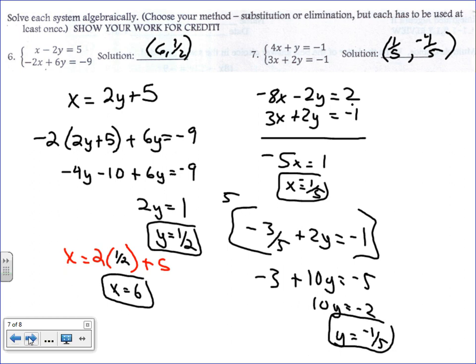So let's go back up here and see that those substitute in there. Negative 1/5. So negative 4/5 minus a fifth is negative 1. Negative 3/5 minus 2/5 is negative 5/5. What does negative 5/5 reduce to?